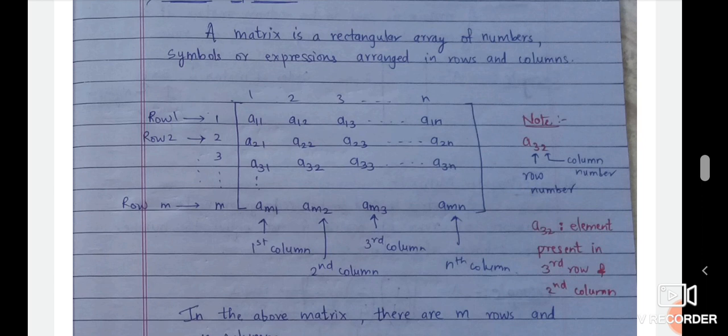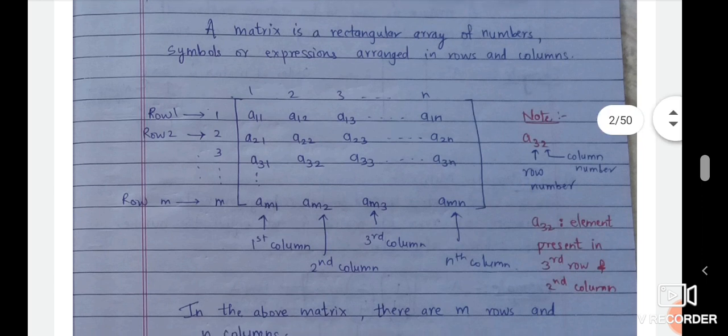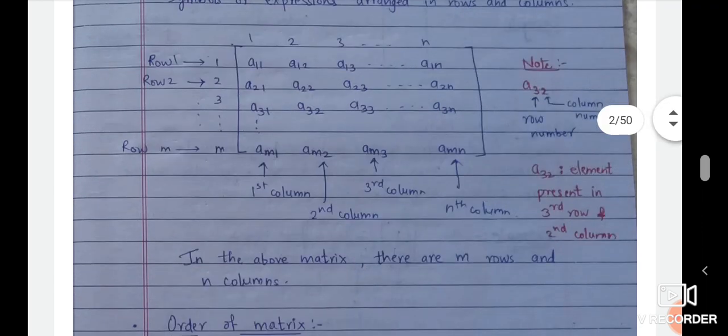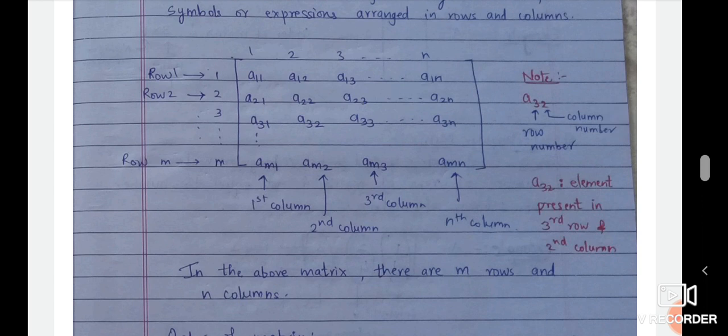Then next I have written one note here. There I have written A32. Now what does that mean? Even if you see in the matrix, you can see A11, A12, A13. So what does A11 denote? What does A12 denote? When I am writing A11, the first number denotes a row number, the second number denotes a column number. Like in A11, your row number is 1 and your column number is also 1. So A11 means the element which is present in the first row and the first column.